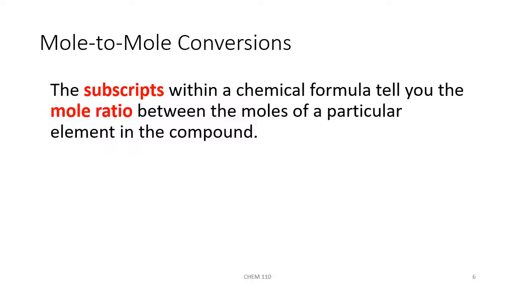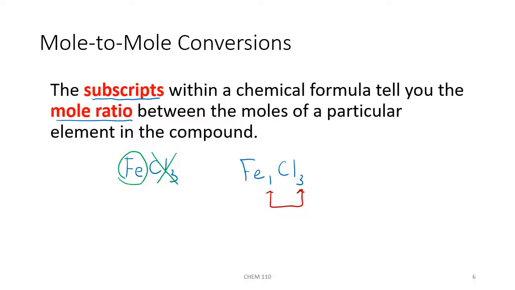We can also write mole-to-mole conversion factors using the subscripts within a chemical formula. The subscripts will tell us the mole ratio between the different elements within a compound. So if you remember a few slides back, we did an example using iron 3 chloride, which was FeCl3. And maybe for a given experiment, we're really only interested in the amount of iron in the compound and not the chlorine. We could determine then exactly how much iron we would need for an experiment by comparing the amount of iron to the amount of chlorine within the compound itself.